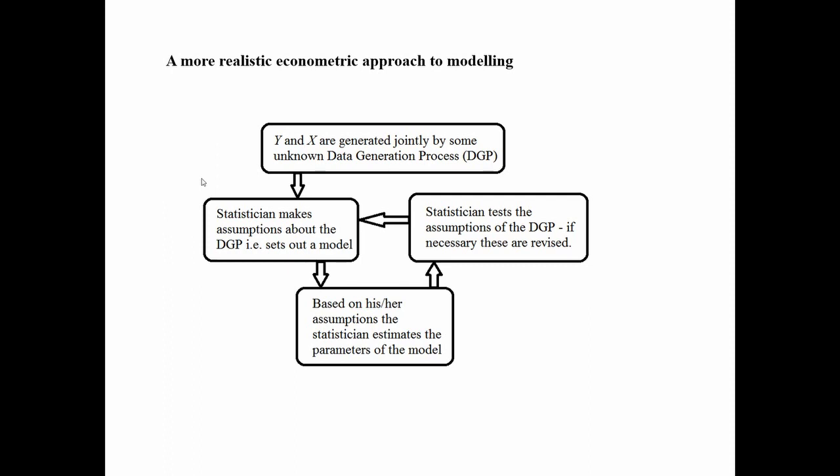We then go back and we test the assumptions of the data generation process. We say, is the model that we've estimated a good model? If necessary, we revise the assumptions about the data generation process and we go back and re-estimate our parameters until what we get is what we consider to be an acceptable model, an acceptable representation of the data.